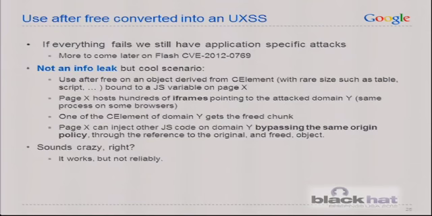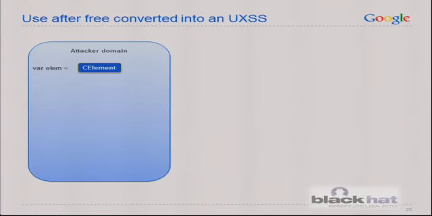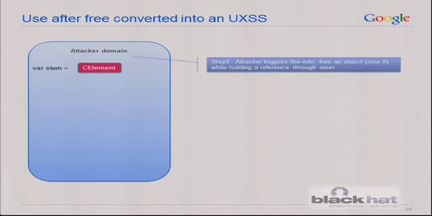This is not an info leak. Don't worry about the wording. You can read it later. But basically, if everything fails, there is still some hope for offensive researchers or for the rest of humans. It's not an info leak, but it was so cool that I had to talk about this. Basically, we have a use after free. In the attacker domain, we perform the attack. So this C element, and I'm always referring to a C element bound to a JavaScript variable. So at this moment, the object is freed, but we have a reference to that object from the attacker domain.